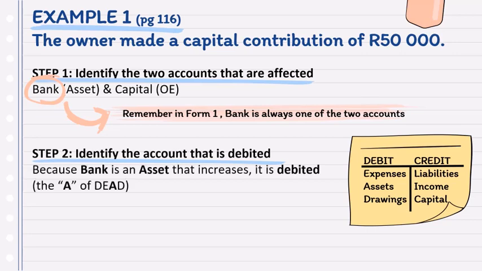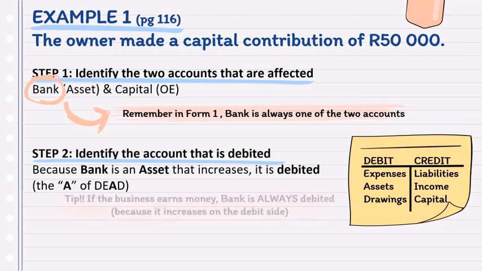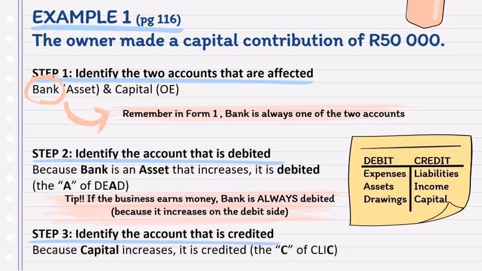Bank is an asset, and now bank increased because the owner added money to the business. Therefore, bank is debited because assets form the A of debt. Capital is part of click. You'll see on click, it's the last account, it's the last C of click, and therefore capital is credited. I gave you a little tip there in the middle that says whenever the business earns money, bank is always debited. Okay, so you can make notes for yourself.